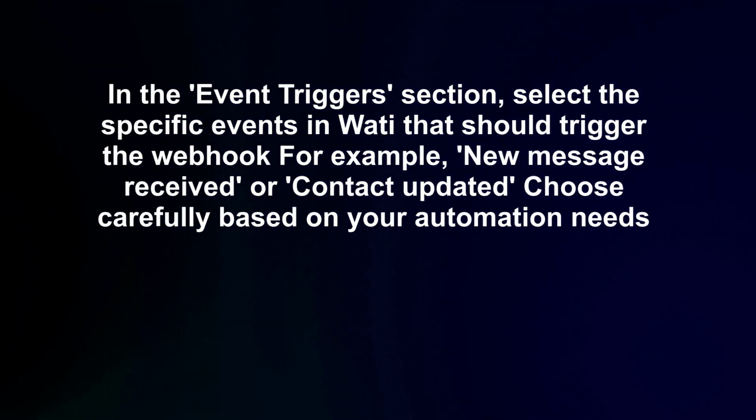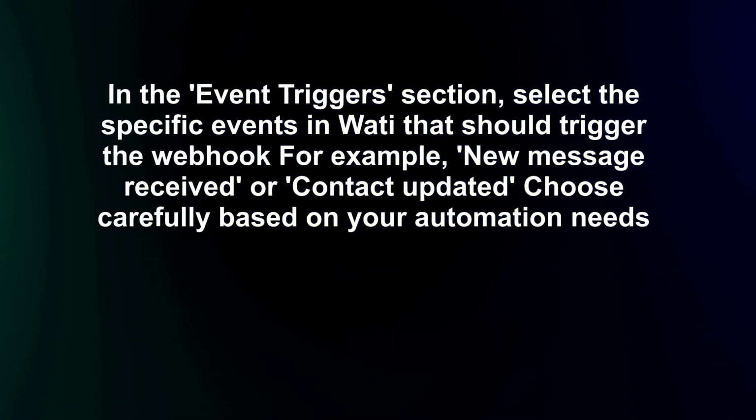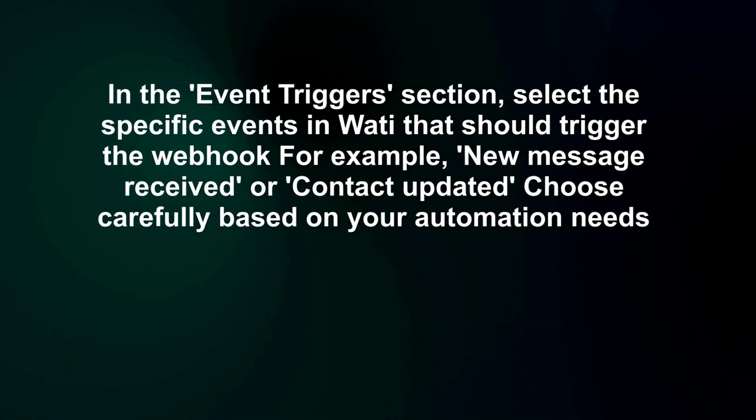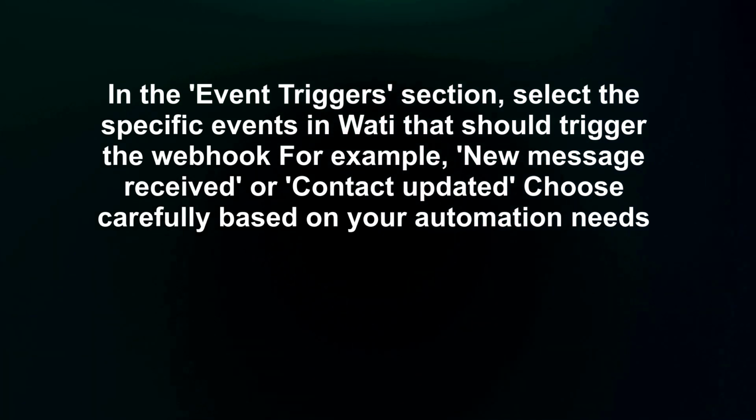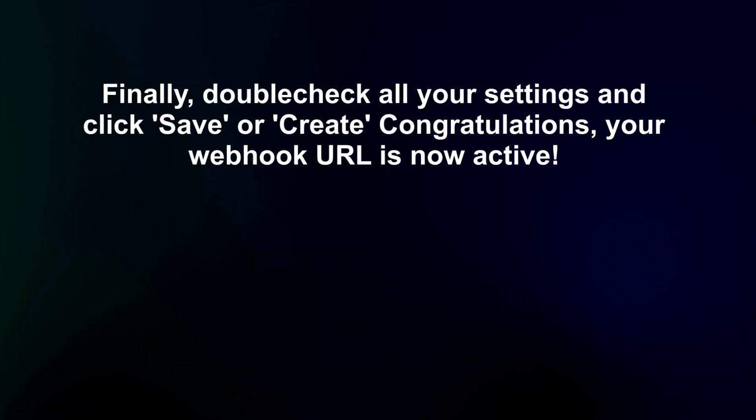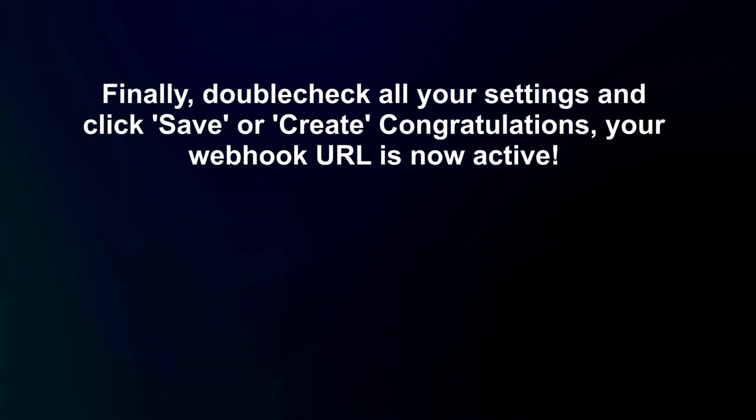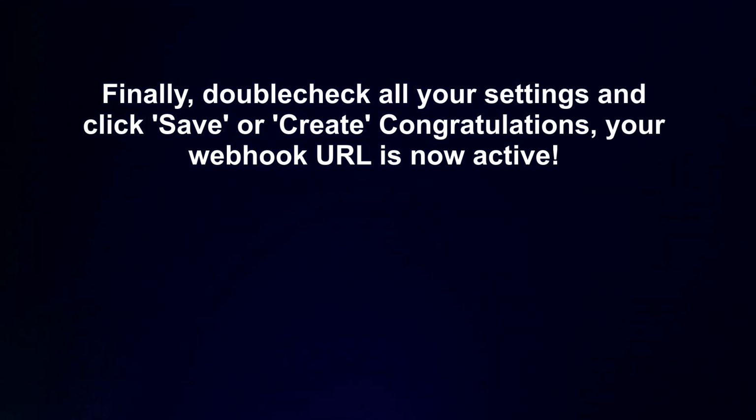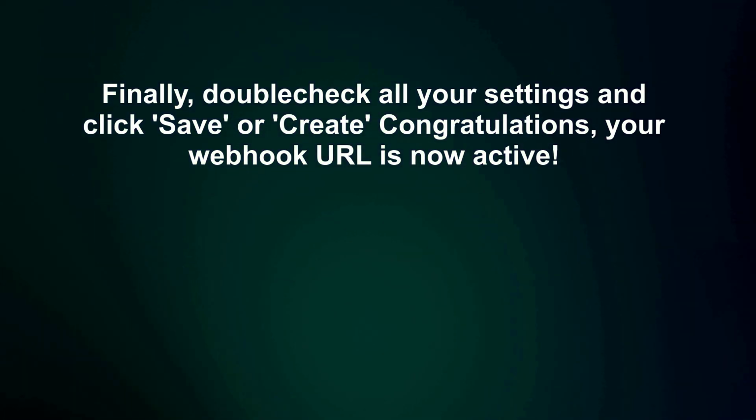In the Event Triggers section, select the specific events in Wati that should trigger the webhook. For example, new message received or contact data. Choose carefully based on your automation needs. Finally, double-check all your settings and click Save or Create. Congratulations! Your webhook URL is now active.